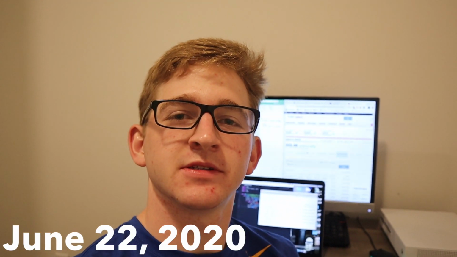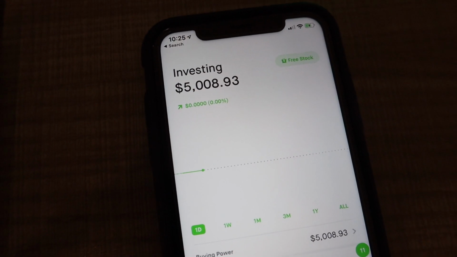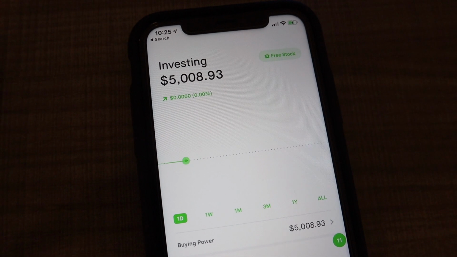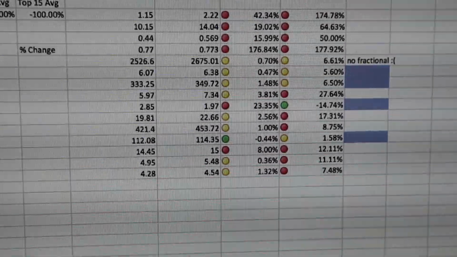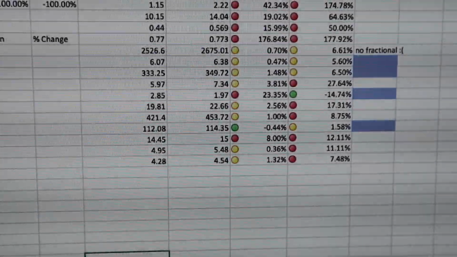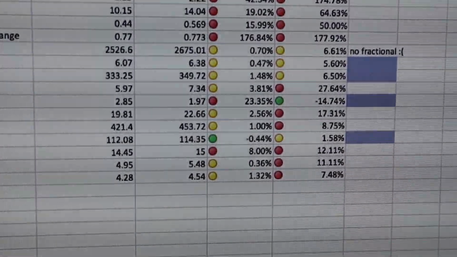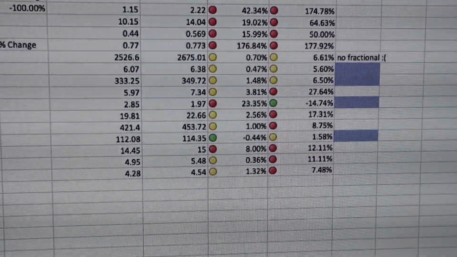Day one, let's see how this goes. The starting amount is 5,000, and the 893 is just the free stock I got when I signed up. So I got the results, and it gave me some indicators. I couldn't buy Amazon because there are no fractional shares on my account. I traded on a red-green because I figured the green long-term was more important.